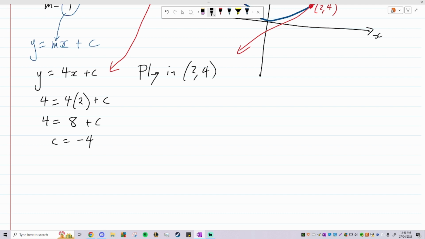And so what we can see here is the equation of the tangent line, not just the gradient, but the equation of the tangent line, is y equals 4x minus 4. That is the equation of the tangent line to the curve y equals x squared, going through the point (2, 4). So it's very similar to what we've been doing. Previously we found the gradient, now we're just taking it one step further and finding the full straight line equation.